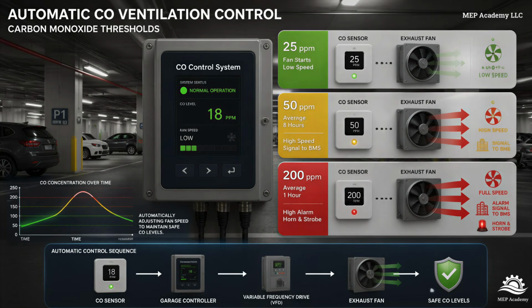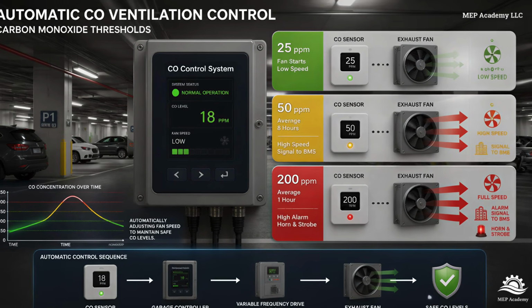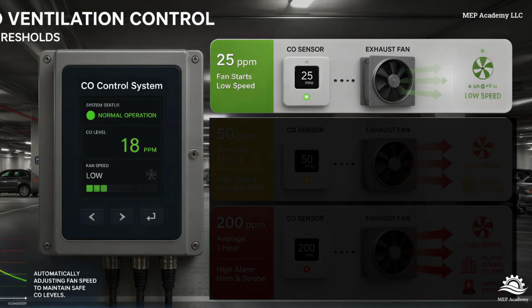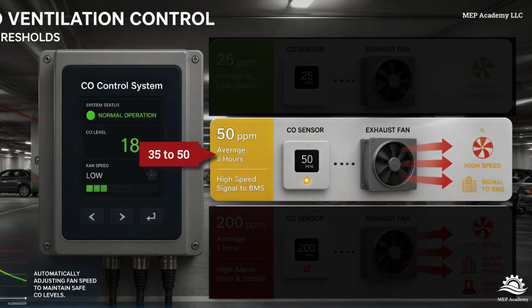The carbon monoxide thresholds used to control garage ventilation vary depending on the mechanical code adopted by the local jurisdiction. One code may require the exhaust fans to start when carbon monoxide reaches 25 ppm, while another requires the system to maintain an average concentration below 50 ppm over an 8-hour period. These limits are automatically maintained by the garage ventilation control system.